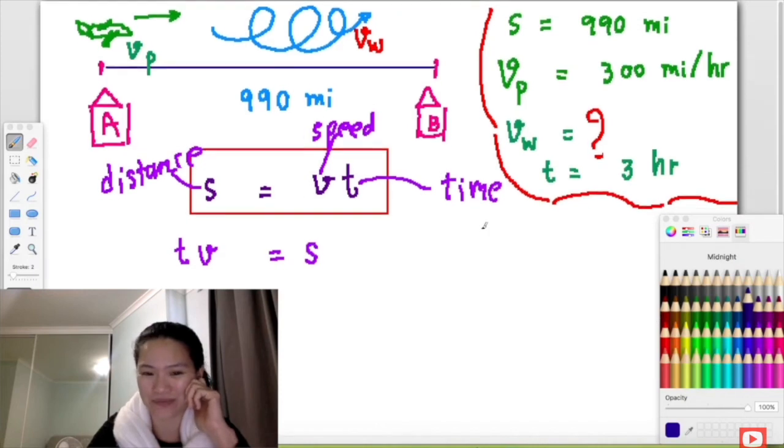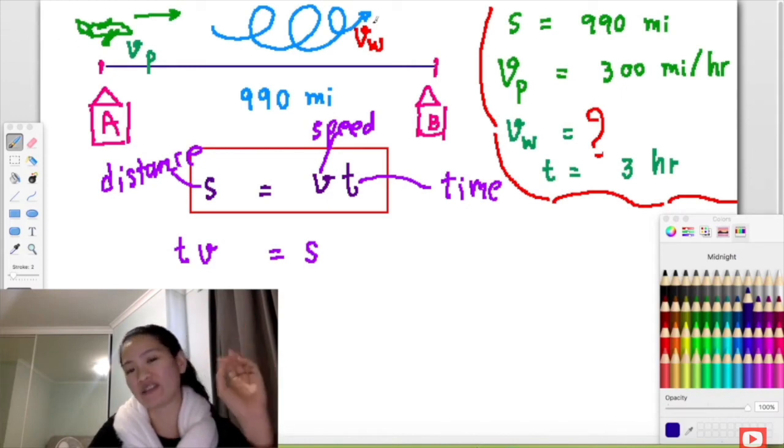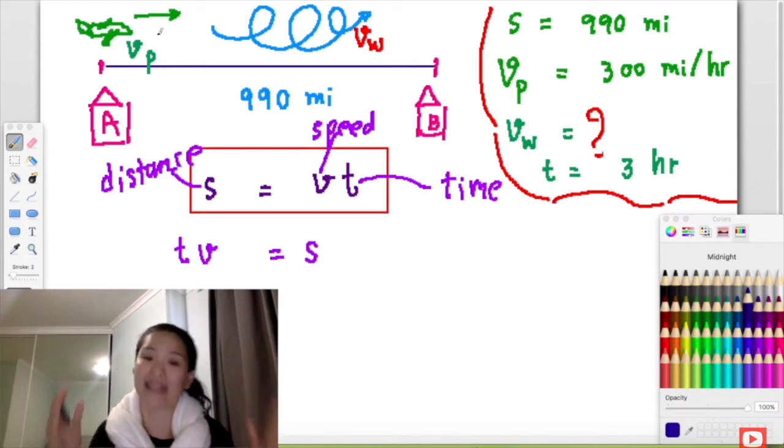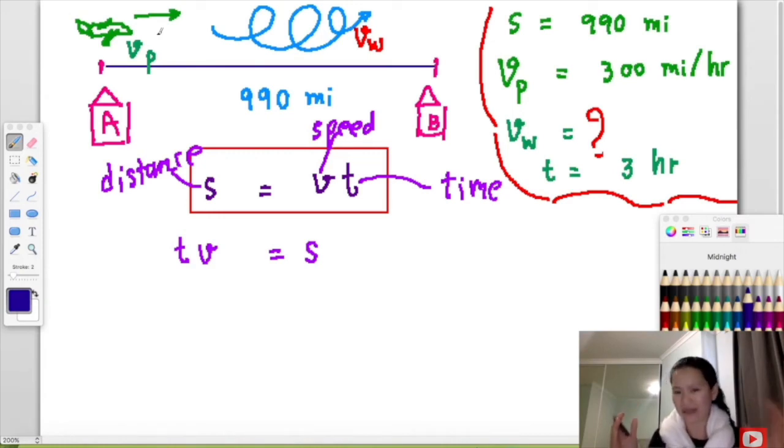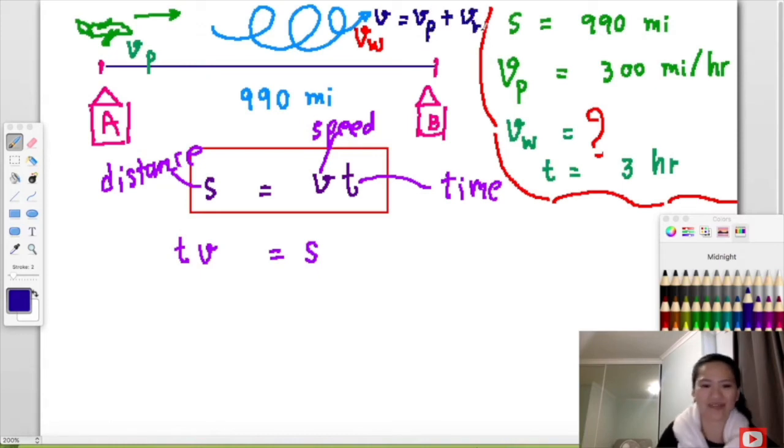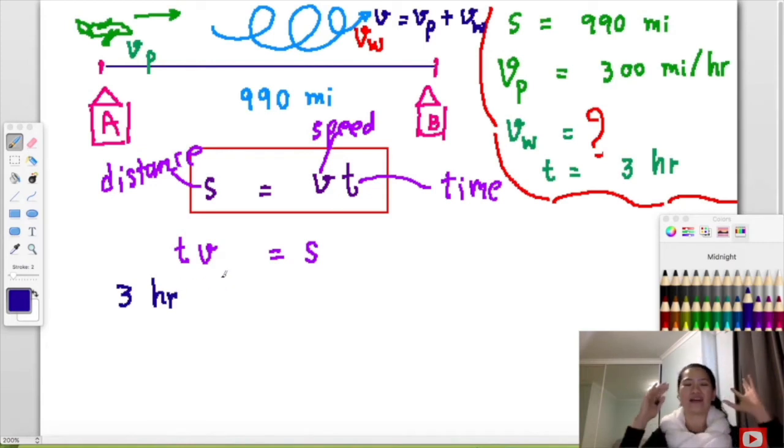We know that. One thing that I need to tell you right now, the speed is not only speed from plane, but it is speed from plane plus speed from wind. So your V equal VP plus VW. Okay. Now you know that T is 3 hours. I show you something. I'm going to put the unit here. And you will be surprised that when we calculate, if the answer is correct, the unit will be correct as well.